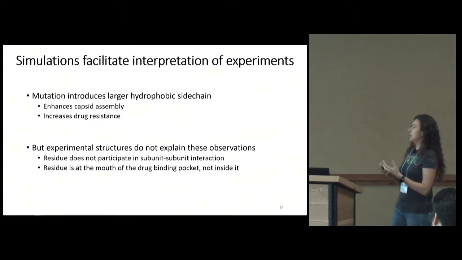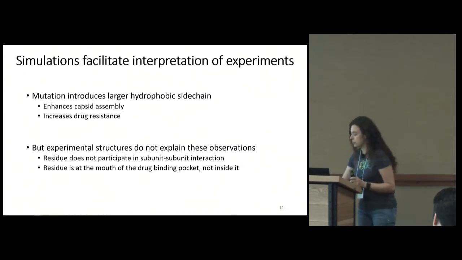And the residue I'm mutating is at the mouth of the drug binding pocket and not inside of it, so I don't understand why it would increase drug resistance. Can you use your computational microscope and zoom in and help me figure out what's happening?